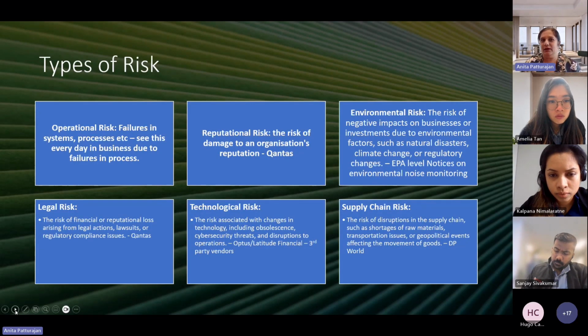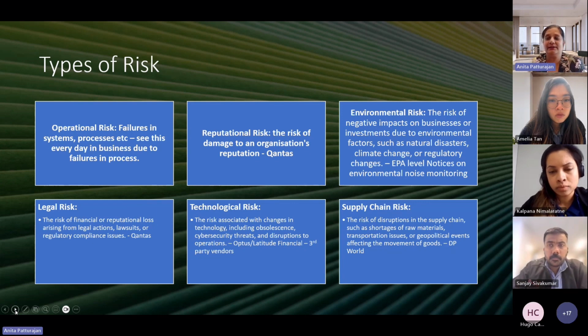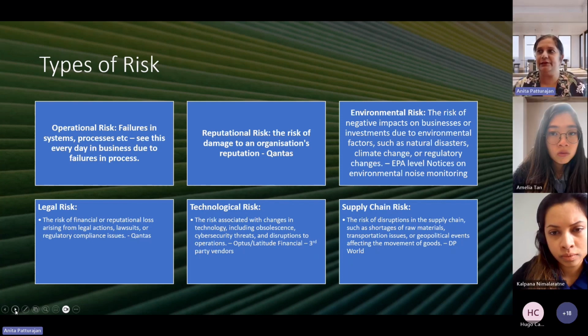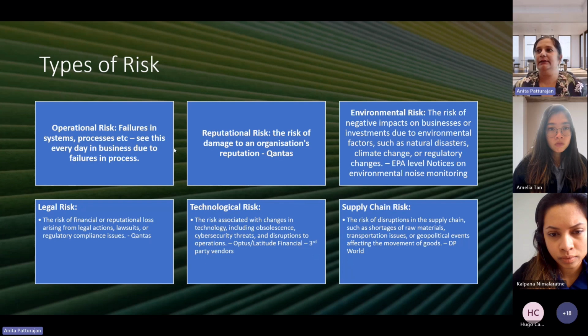Now let's talk about the types of risk. We often see in the environment there's operational risk. This is where there are failures in systems and processes. Businesses often spend a lot of money putting policies and procedures in place as part of their systems to control risk: your operational controls around your plant and equipment, or your environmental aspects, like waste. But what we often find is that when there are failures in procedures, things still go wrong.